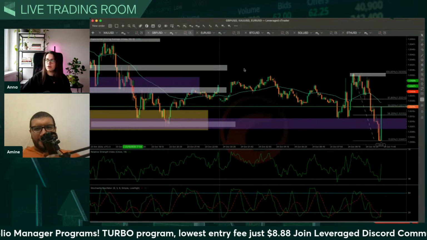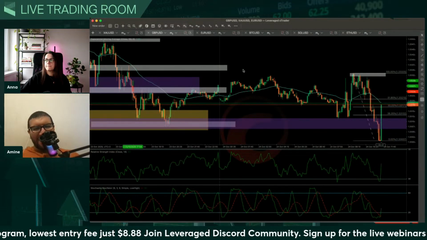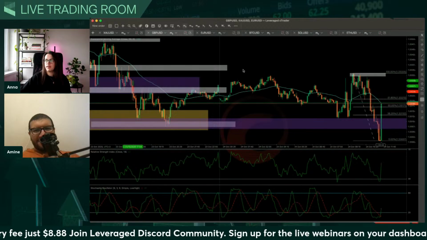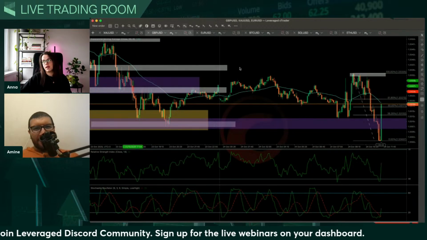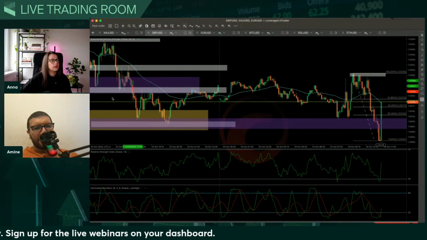That's a really strong push for GU. It's a really strong fake breakout. It looks like it was a fake breakout. And let's see if it's going to affect my EU trade as well. We need to see how it goes, because I think we have a nice structure.